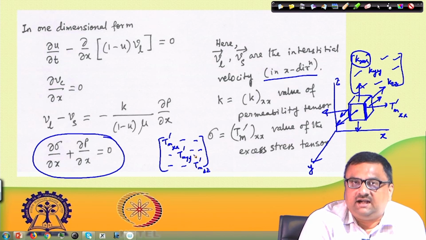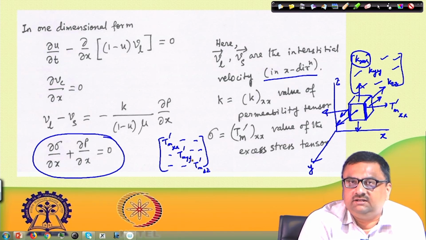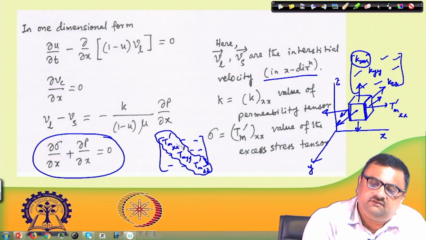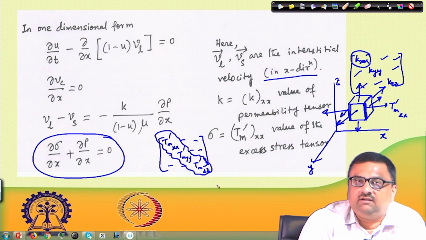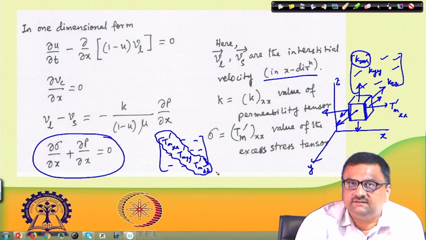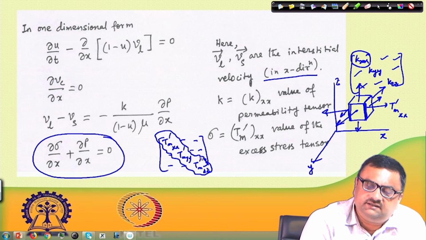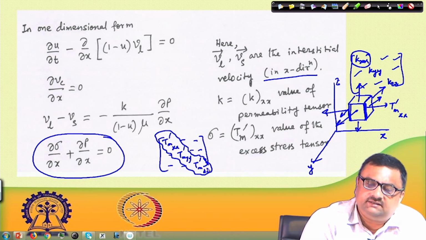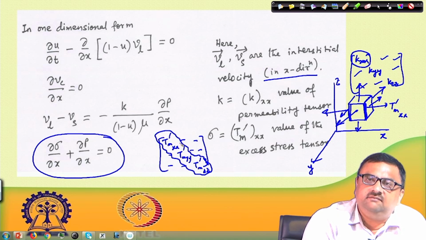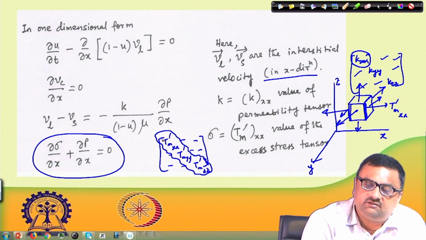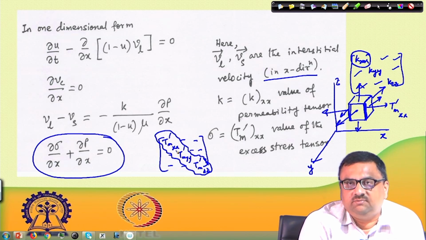So, generally if it is a static system, you can have pressure defined as the minus of the average of these three diagonal elements. Since this is a one dimensional system, it is not necessarily a static system. The average of these three diagonal elements is called bulk stress, and minus of that average bulk stress is called pressure.